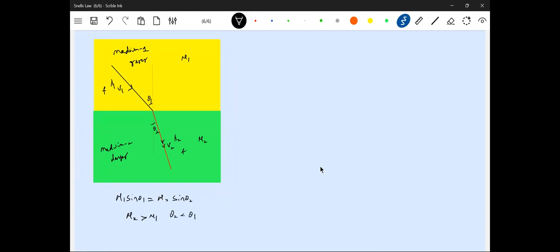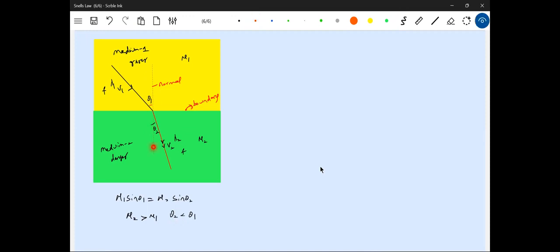So this will become the angle of incidence. This will be the angle of refraction. This is the normal. This vertical line will become the normal. And this will be called the boundary or interface between the two mediums. So what is theta 1? How do you define the angle of incidence? The angle made by the incident ray with the normal. Theta 2 is called the angle of refraction, the angle made by the refracted ray with the normal. All these angles in Snell's law are measured with respect to the normal.